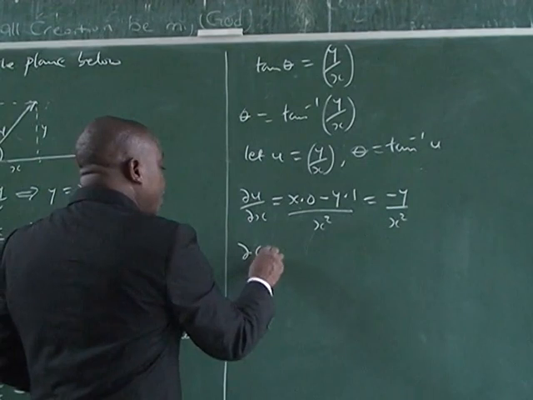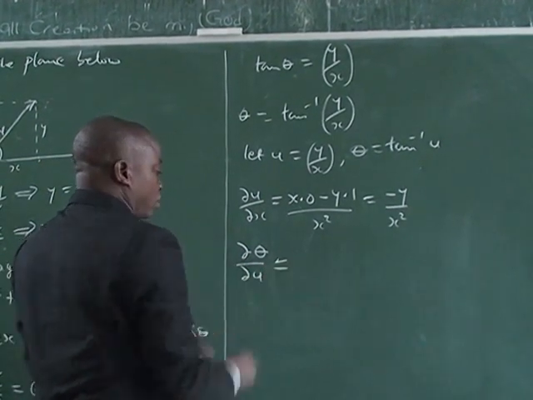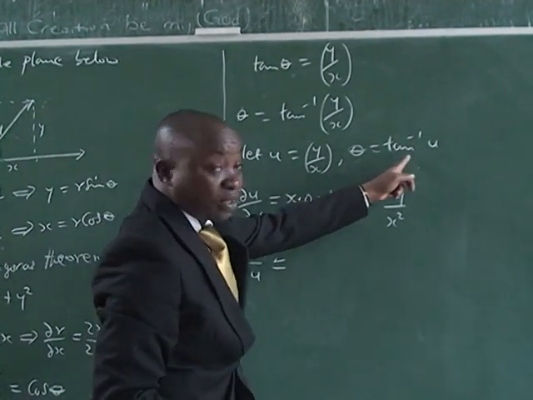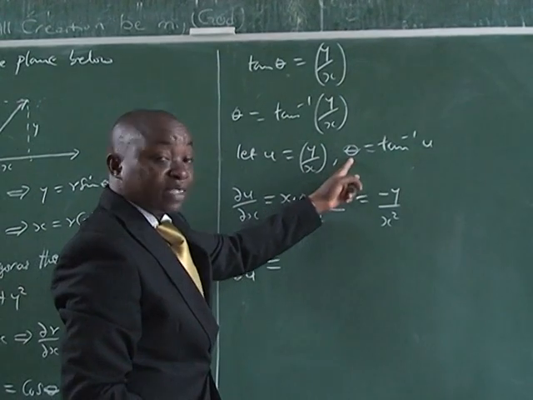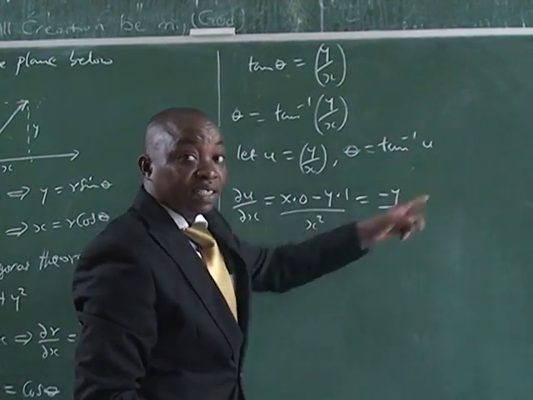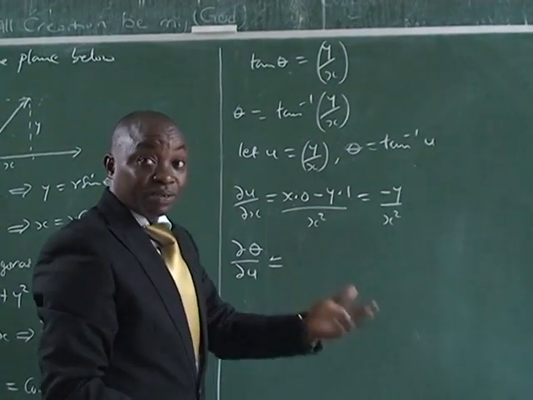Then partial theta partial u will be equal to, if you differentiate theta with respect to u, in elementary calculus, we know that if y is equal to tan inverse of x, dy dx is 1 all over 1 plus x squared.